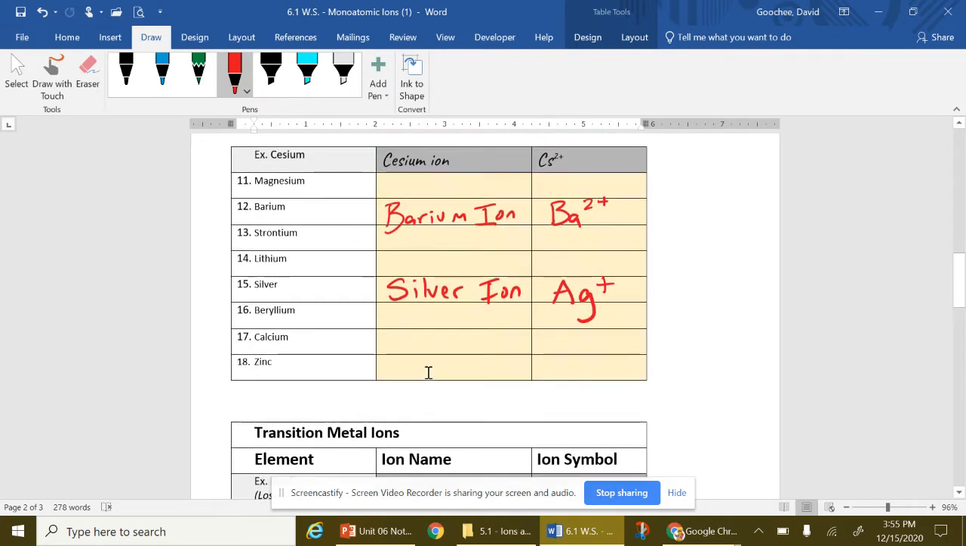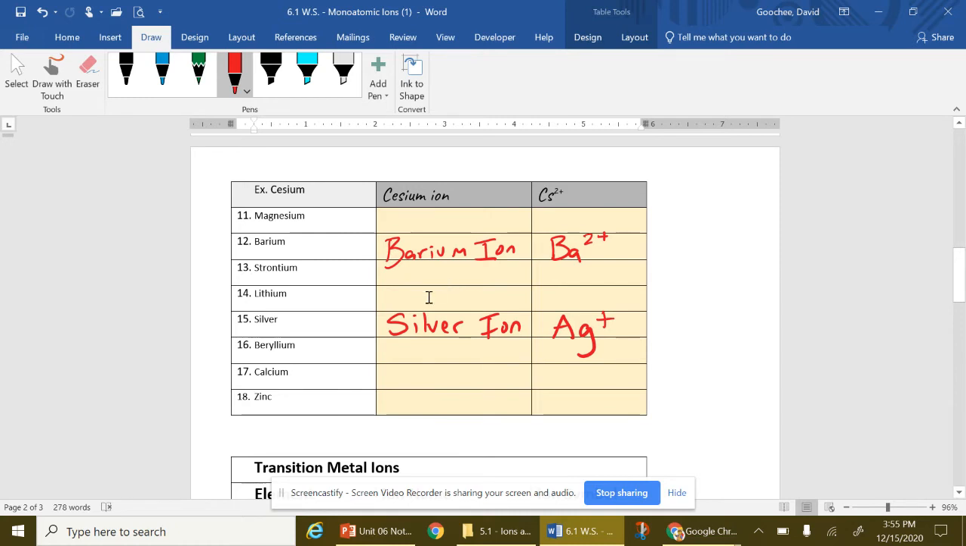But there are some metals that only have one charge, in which case the name is enough. So just saying a barium ion, I know it's barium 2 plus because that's the only ion that barium can form. There's no barium 1 or 3 or 4, so you don't need to specify. You can just say a barium ion.